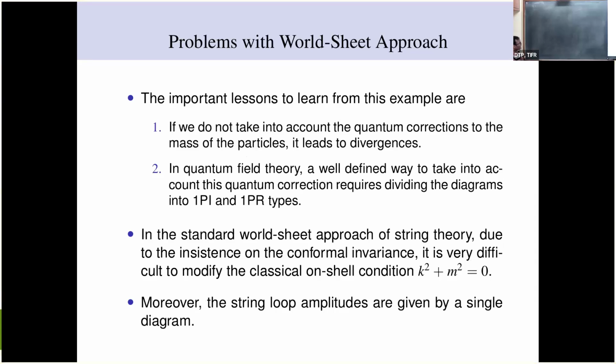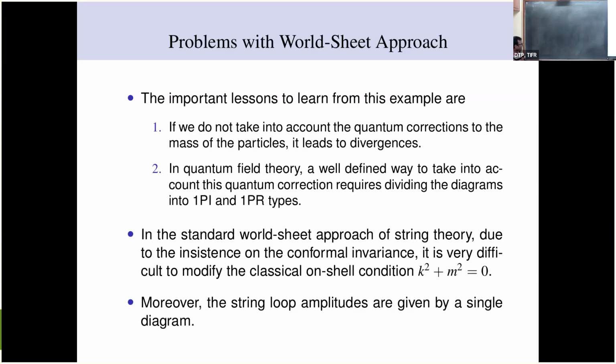So the important lesson we learn from this example is that if we do not take into account the quantum correction to the mass of the particle, it leads to divergence. And in quantum field theory, a well-defined way to take into account this quantum correction requires dividing the diagram into 1PI and 1PR parts. So this is the way quantum field theory handles these sorts of divergences.